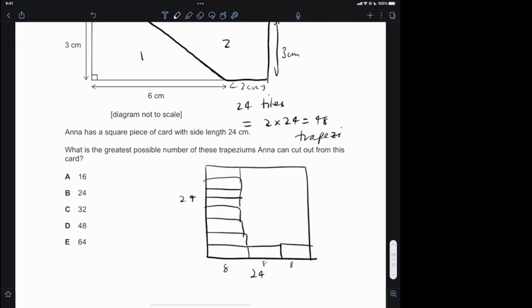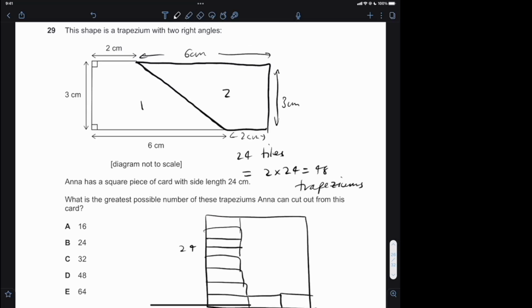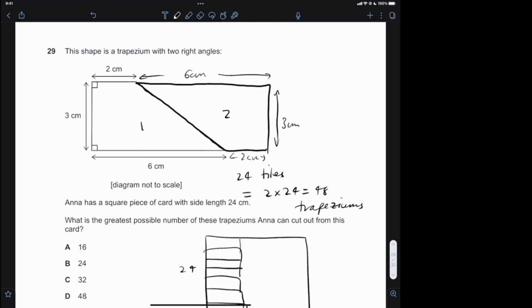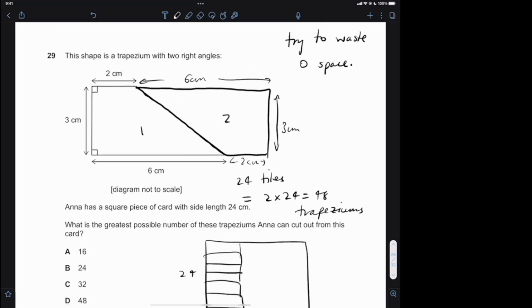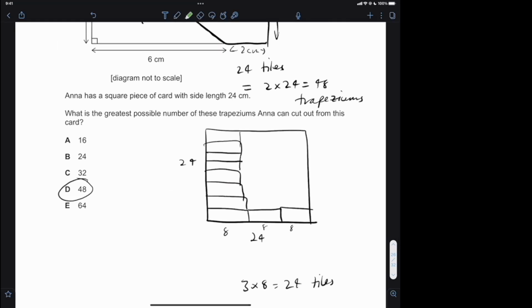So, again, my advice, create a tileable unit that you can stack side by side and waste no space. Try to waste absolutely 0 space. Very important. So you can see the answer there is option D.